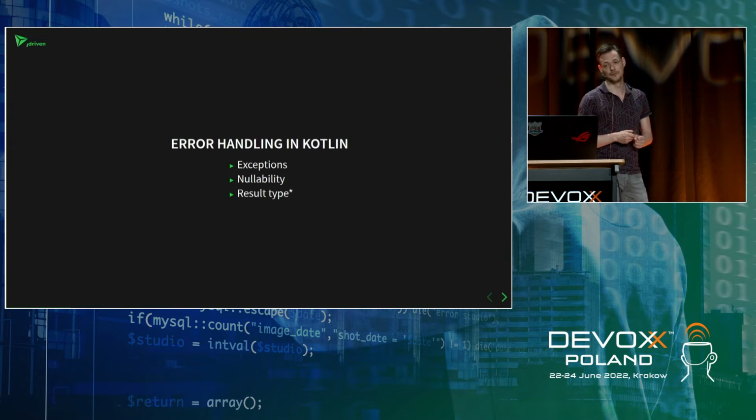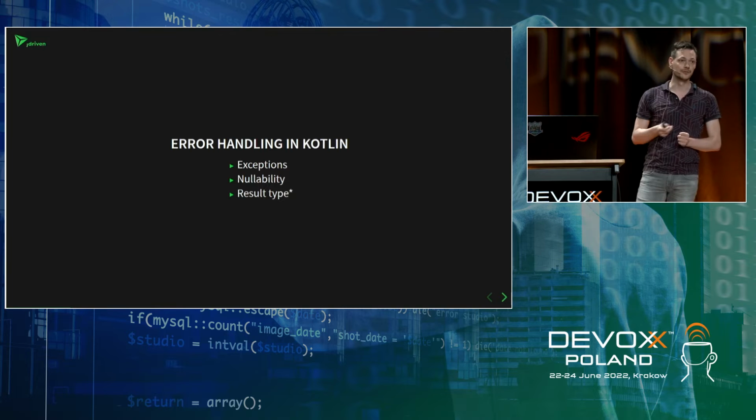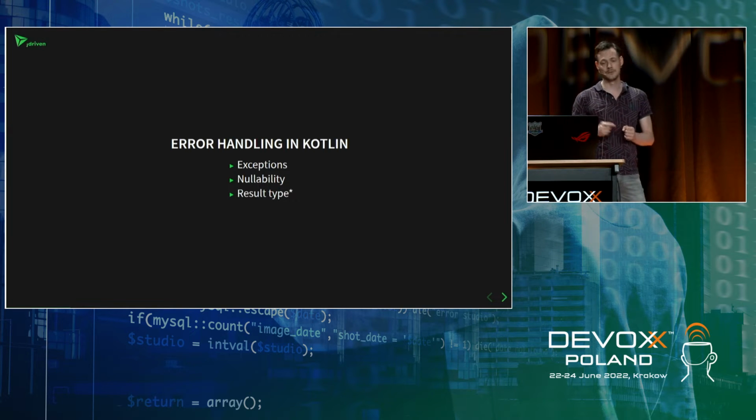So how does Kotlin solve this? It solves it using exceptions, its nullability system, and recently also the result type. You can see a bit of an asterisk in there. I won't be covering the result type, but I'll mention it a bit later again.